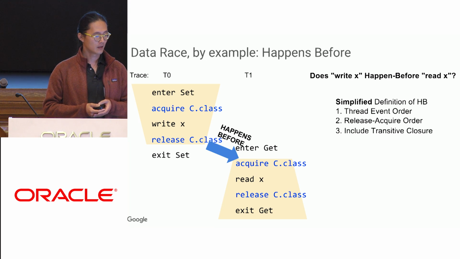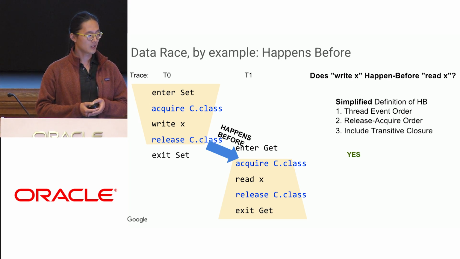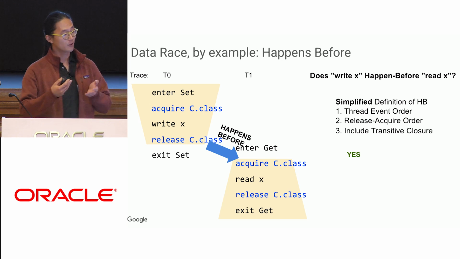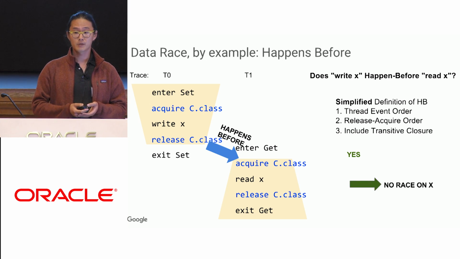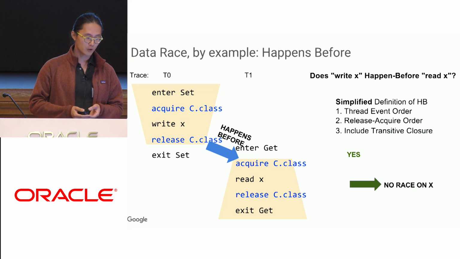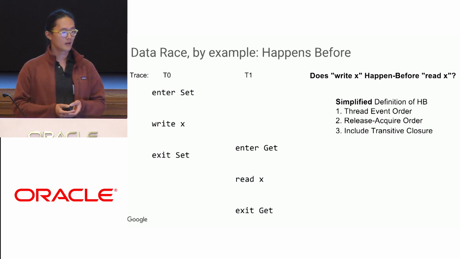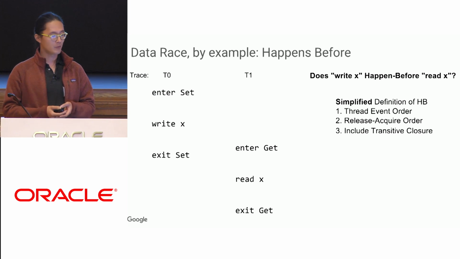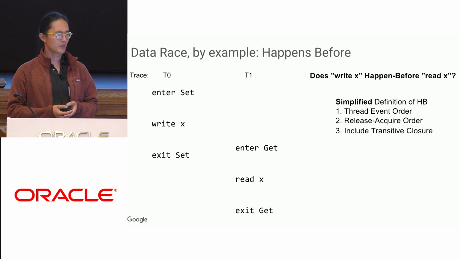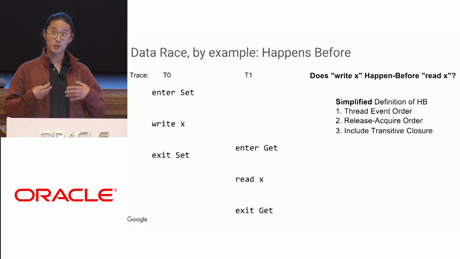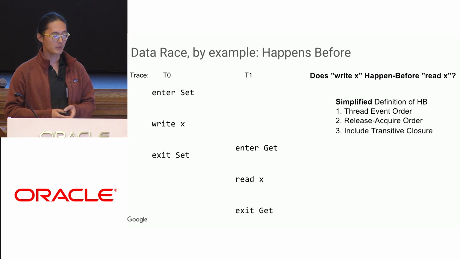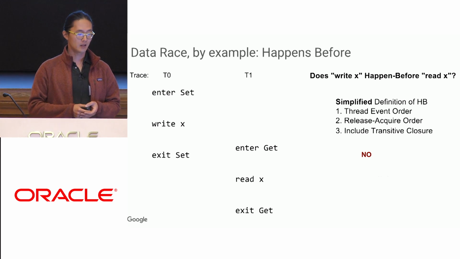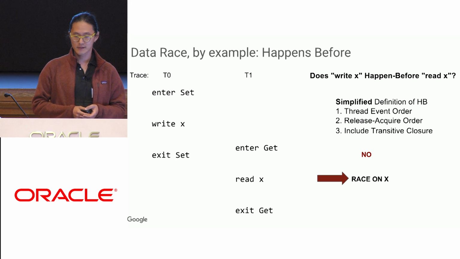So that's all good. Since the write of x happens before the release, happens before the acquire, happens before the read, transitivity tells us that, yes, write of x happens before the read of x. And so we may legitimately conclude that there is no data race on x. Going back to our original racy trace, we can examine the happens-before relation. And we say, yes, there is tons of thread event ordering, but there's no release-acquire order. No matter how much transitivity you add, you're not going to get from write of x to read of x. So there is no happens-before relation, and we may conclude that there actually is a race on x.